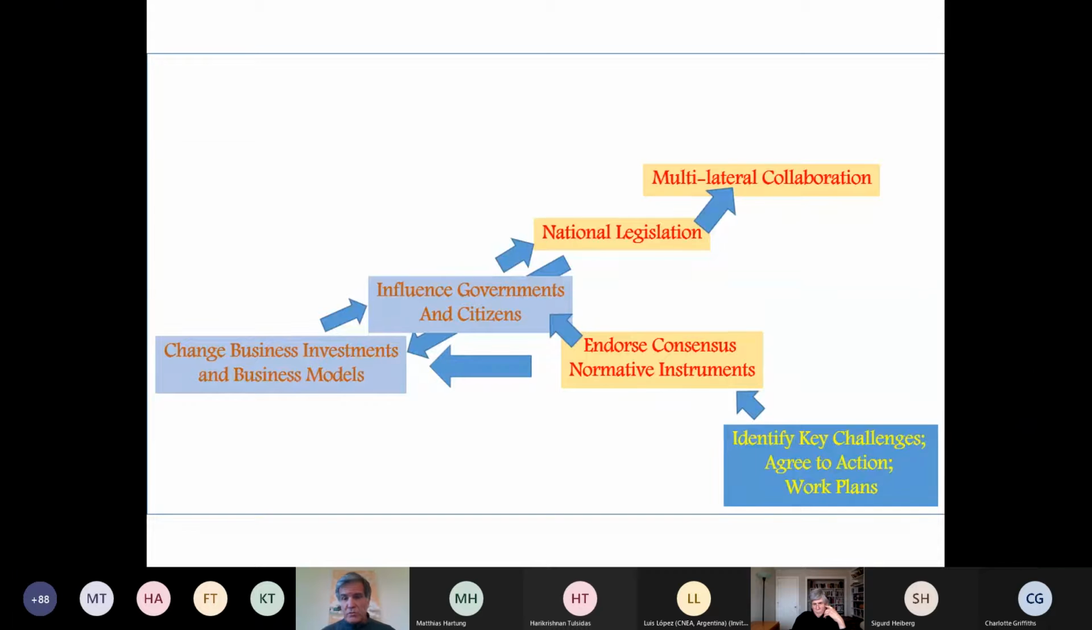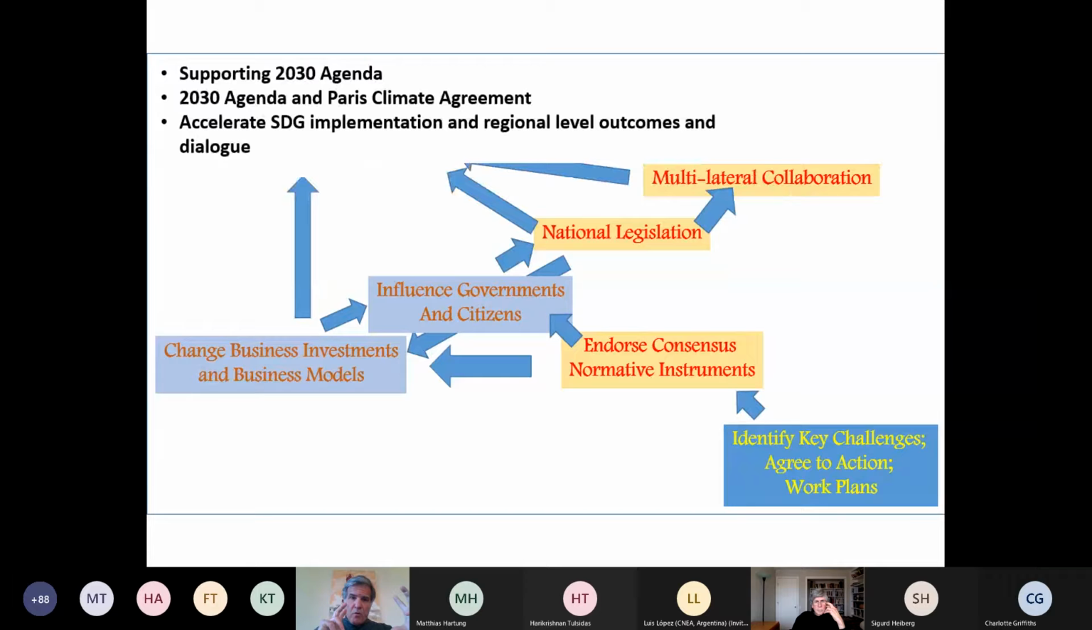And lo and behold, once you've done that, you end up having these objectives that are larger scale out there. What are we talking about? A 2030 development agenda for sustainable development. What are we talking about with both the 2030 agenda and the Paris Climate Agreement? And if you have that kind of collaboration, you're going to be able to accelerate implementation of the SDGs. You're going to get both regional outcomes, regional dialogue, and you'll have a global effect.